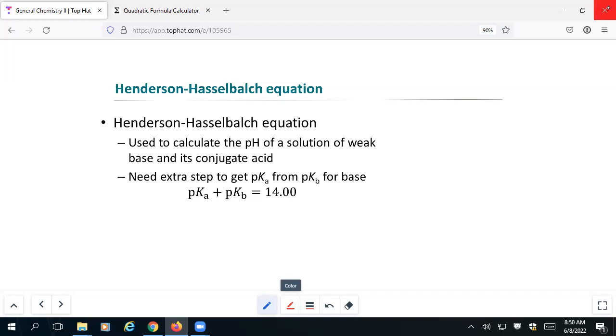The other way we can do it is we can modify the Henderson-Hasselbalch equation to allow us to use the pKb in the first place. And so this isn't in your equation sheet, but it is a useful application if you don't want to do this subtraction to get Ka when Kb is present.